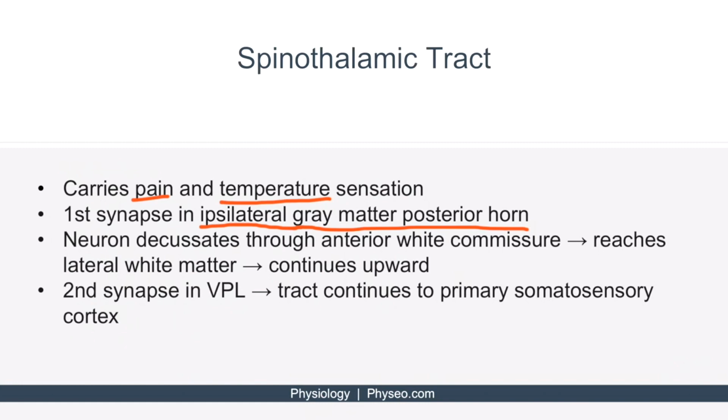The neuron then decussates through the anterior white commissure until it reaches the lateral white matter on the contralateral side, and then it continues upward from there. And then it goes straight through the medulla until finally it reaches the thalamus, and the second synapse occurs on the VPL, just like in the dorsal column, and then the tract continues to the primary somatosensory cortex, just like in the dorsal column.